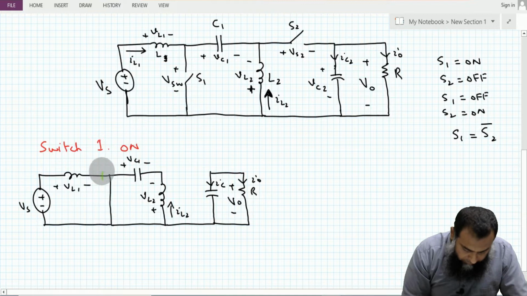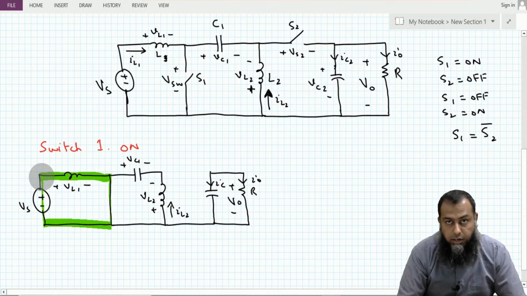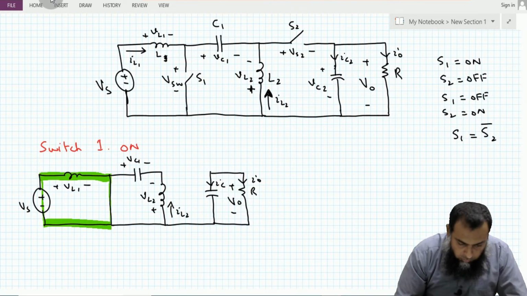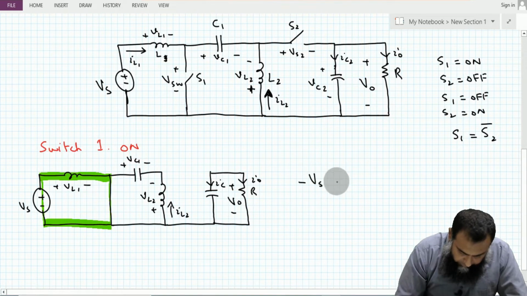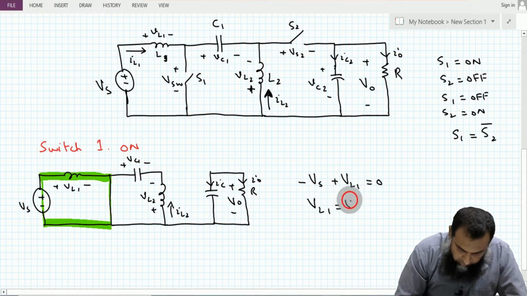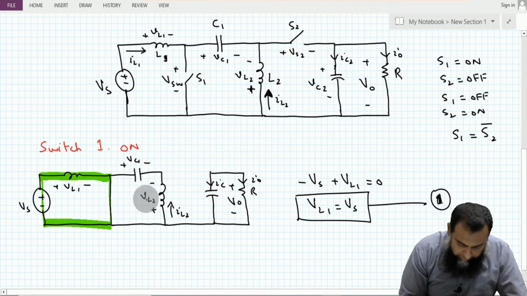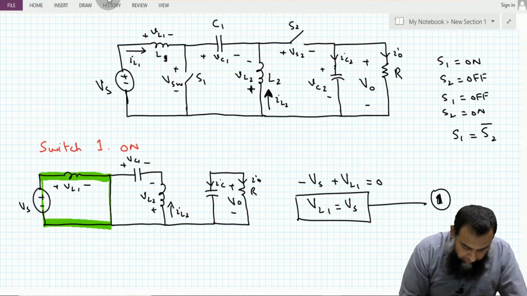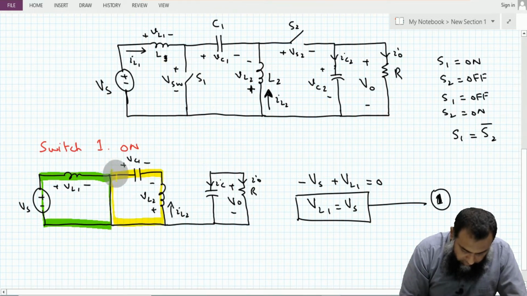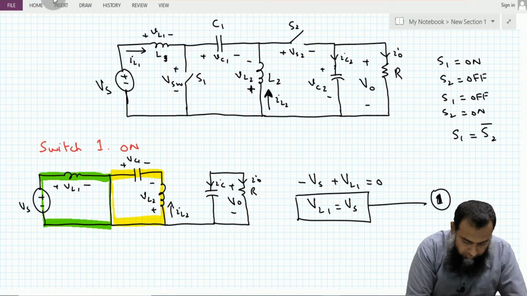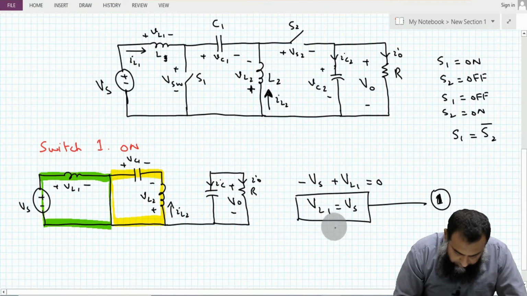So if we apply Kirchhoff's voltage law in this loop, it will give us the expression for the voltage across the inductor L1. So that is minus Vs plus VL1 is equal to 0. So VL1 is equal to Vs. Let us say this is my equation number 1. On the other side, if I apply KVL in this loop only, then we have plus VC1 minus VL2, that is equal to 0.